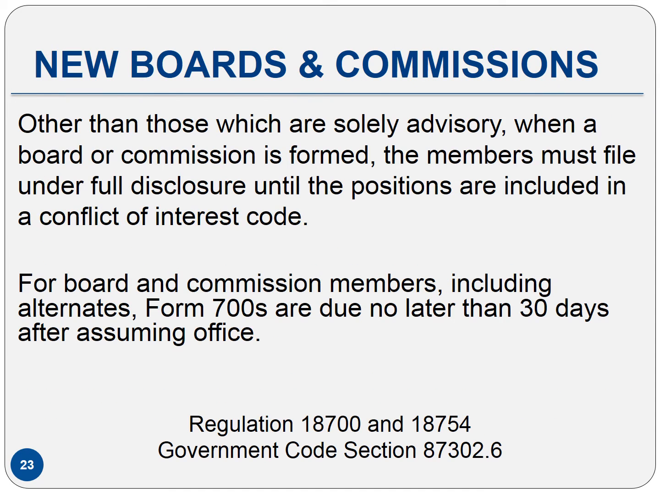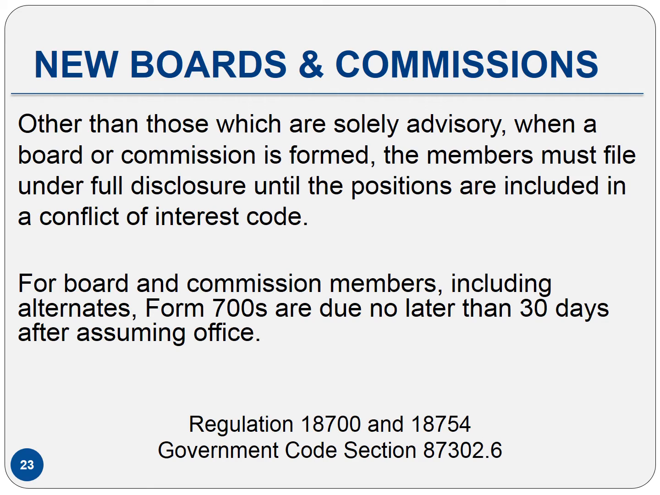Other than those which are solely advisory, when a board or commission is formed, the members must file under full disclosure until the positions are included in a conflict of interest code. For board and commission members, including alternates, Form 700s are due no later than 30 days after assuming office.